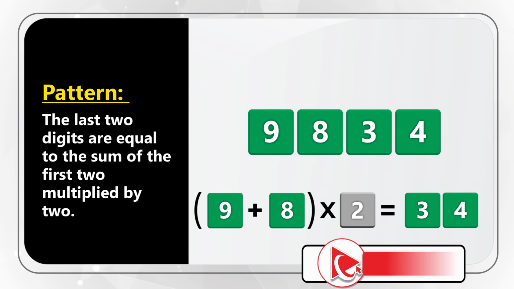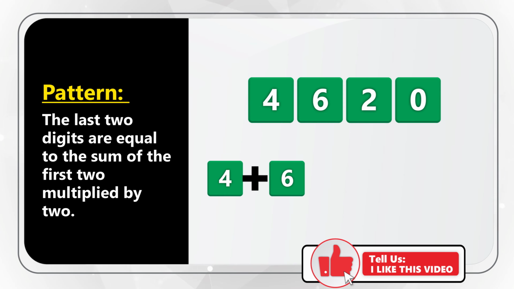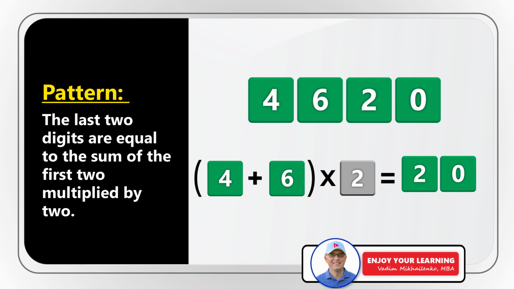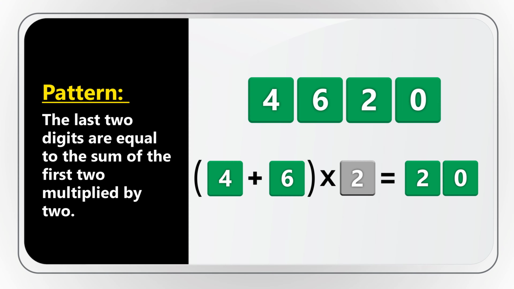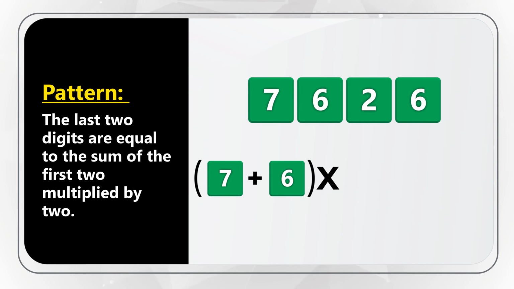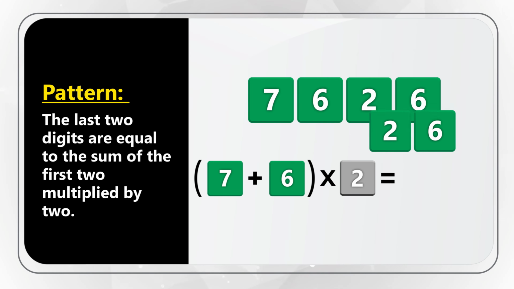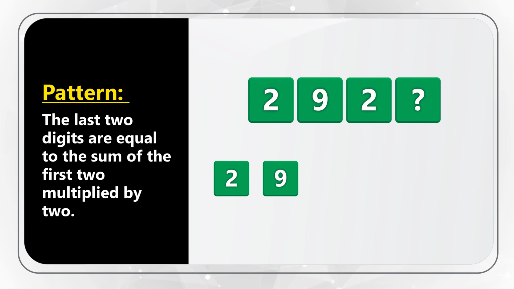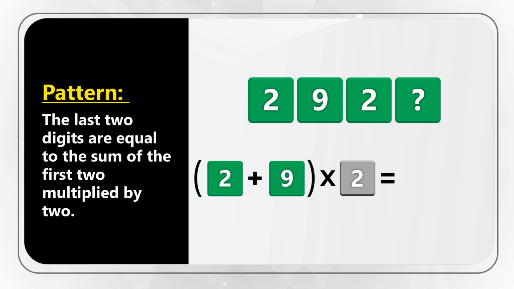Based on this logic, the third row would be (4 + 6) multiplied by 2, which would be equal to 20, which represents the set of numbers 4, 6, and then 20. And then the last row would be (7 + 6) multiplied by 2, which is 13 multiplied by 2, which would be equal to 26. So the missing number would be calculated as (2 + 9) multiplied by 2 equals 22. So the correct answer here is choice A, 2.